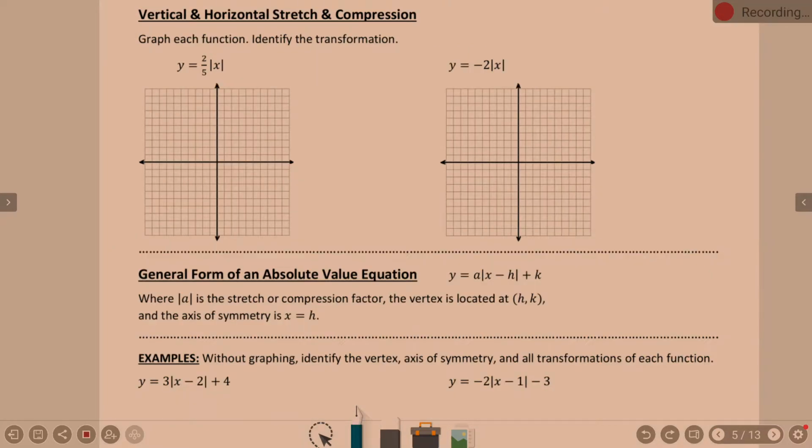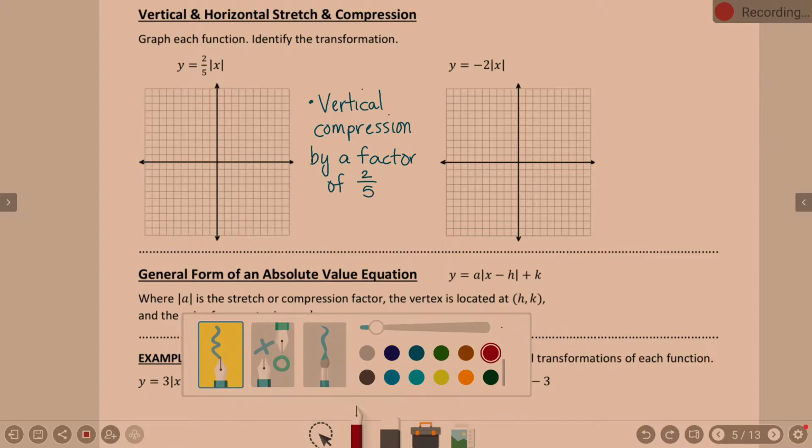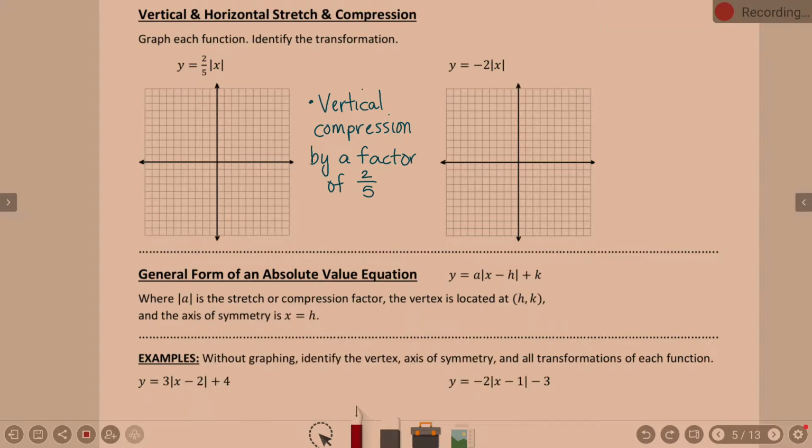So when I write my transformation, I'm going to write this as a vertical compression. You need to be in the habit of saying, is it vertical or horizontal? Is it a stretch or a compression? And it's a vertical compression by a factor of 2/5. That's the only thing we're doing to this absolute value V. So where's my vertex going to be? 0, 0. My graph is not moving left or right, up or down. I had nothing telling it to move.